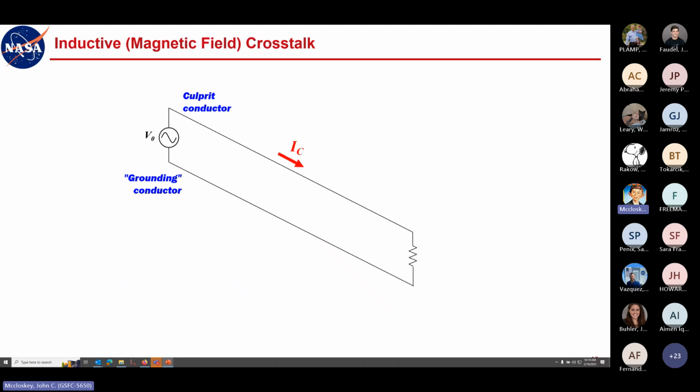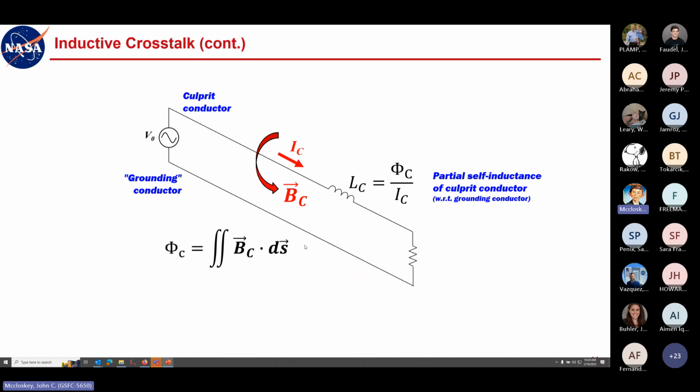So you'll have some current on your culprit conductor, and it'll generate some B field, magnetic flux density. Using the right hand rule, where your thumb's pointing this way and then fingers wrap around, the magnetic flux will be into the plane moving to the right. The total flux through that loop will be the surface integral of that B field vector through the surface. And then the inductance is defined as that total flux divided by the current that caused it. That's the partial self-inductance of that culprit conductor with respect to the grounding conductor or signal reference.